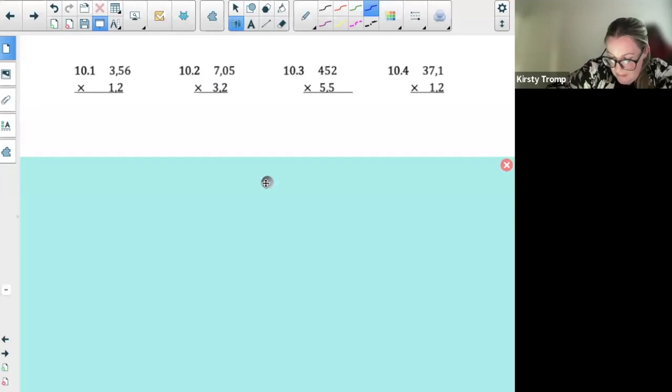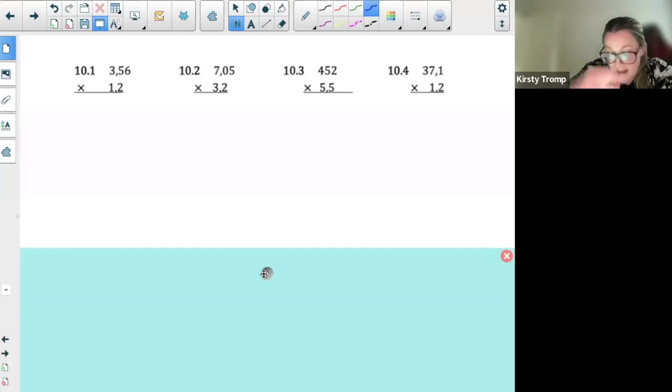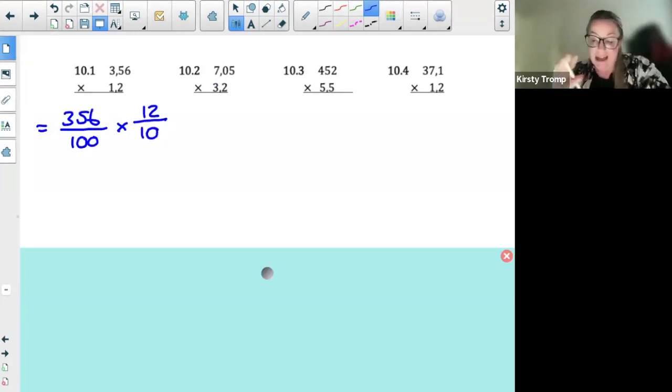Okay. What happens when you're multiplying a decimal by a decimal? Guys, this is where it comes in where I don't like it. Multiplying a decimal by a decimal, I get confused. I don't like it. So what am I going to go do? I'm going to say to myself, I've got 356 over 100, and I'm timesing that by 12 over 10. Okay. I feel so much better now. It looks so much better to me.